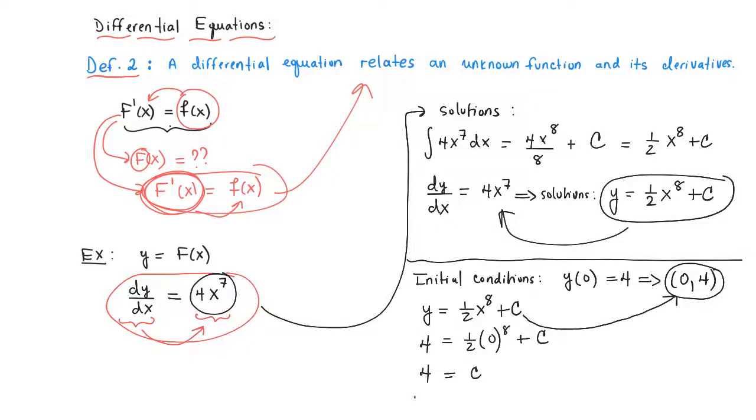So then you conclude that the specific solution will be y equals 1/2 x^8 plus 4. So this is now a specific solution. This is just one of those curves. Out of the infinitely many curves that you have, this is the one that passes through the given point (0, 4). This is the one that they wanted us to identify.